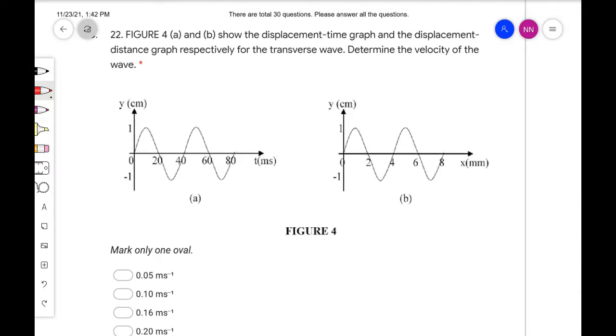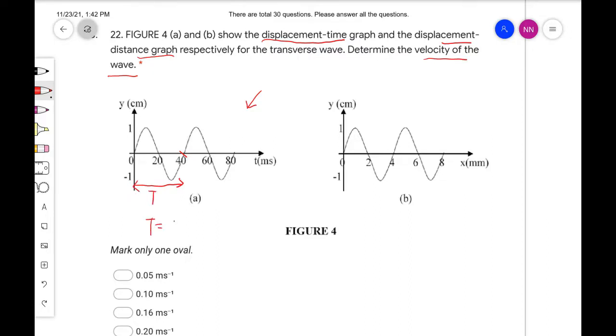22. Figures 4A and B show a displacement against time graph and a displacement against distance graph for a transverse wave. Determine the velocity of the wave. From the graph of displacement against time, you can extract that the period of this wave is 40 millisecond. So this is the period.